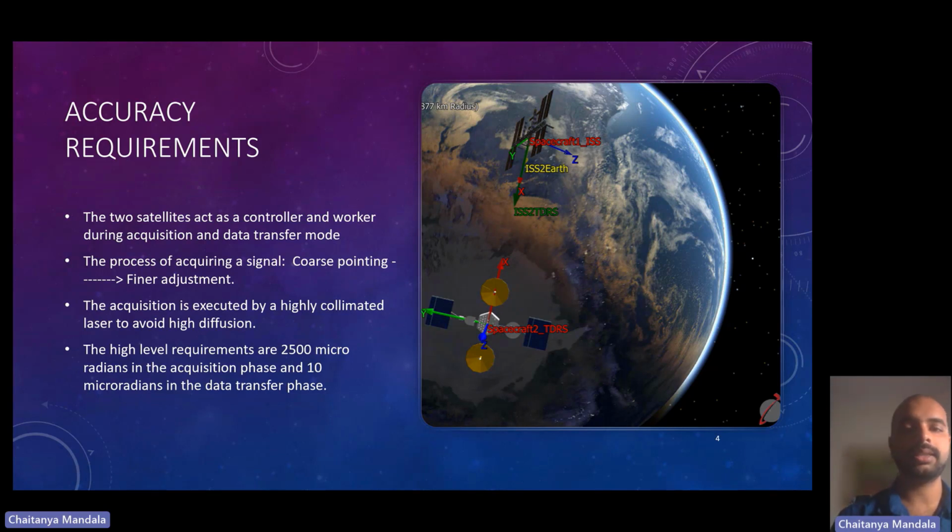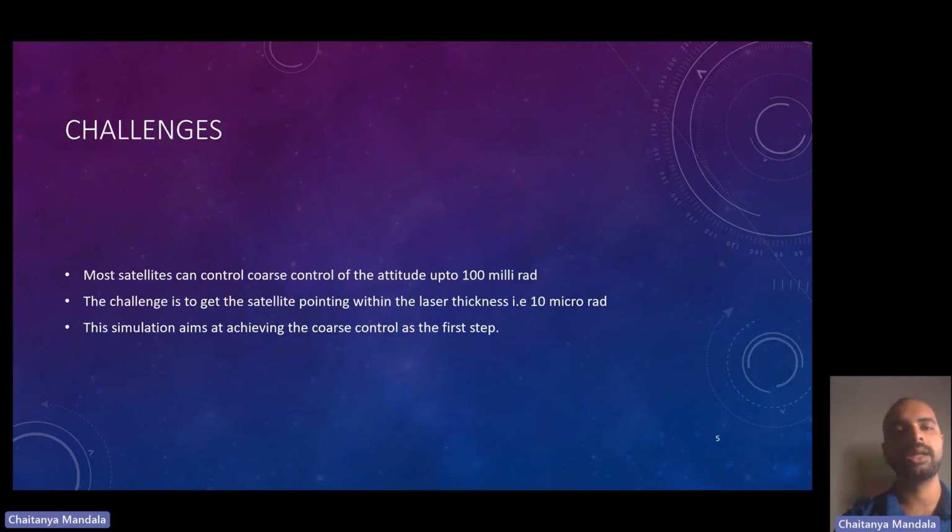Once the satellites are within that range of 2,500 microradians, the alignment is further fine-tuned so that in the data transfer phase, they are aligned within 10 microradians. So even moving from the signal acquisition phase to the data transfer phase, we're going 250 times more accurate. This is something that is incredibly challenging with optical communications.